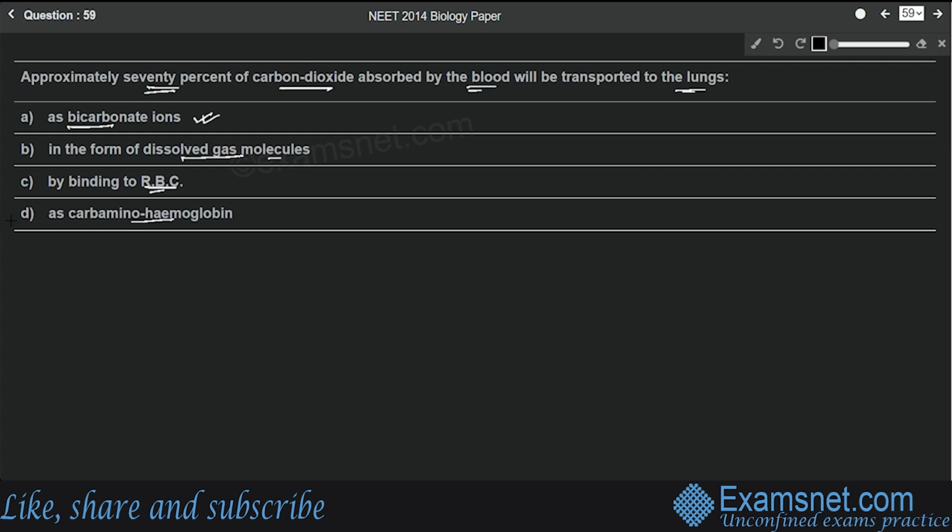Okay, so out of all the carbon dioxide that is absorbed by the blood, 70% is transported as bicarbonate ions, as we have discussed, and nearly 20 to 25% of carbon dioxide is transported by the RBCs, and approximately 7% is transported in the dissolved state, dissolved in the plasma. So the correct answer according to this question is option number A, as bicarbonate ions.